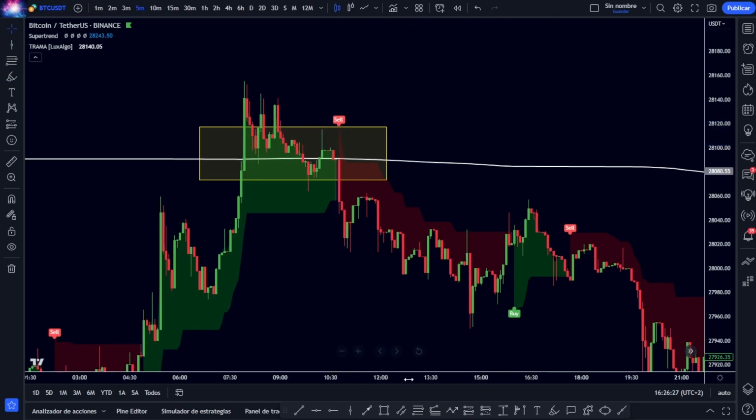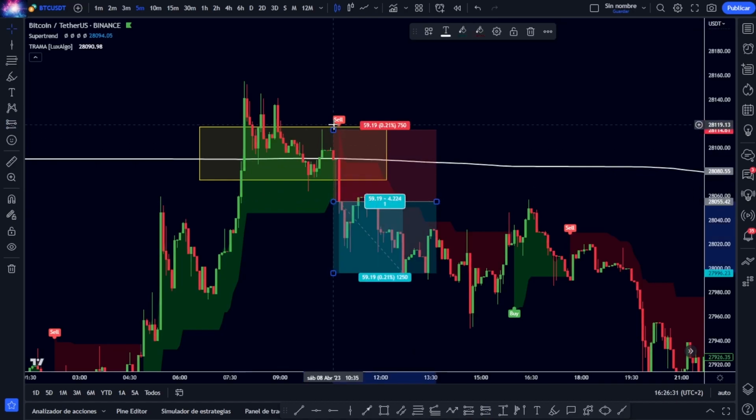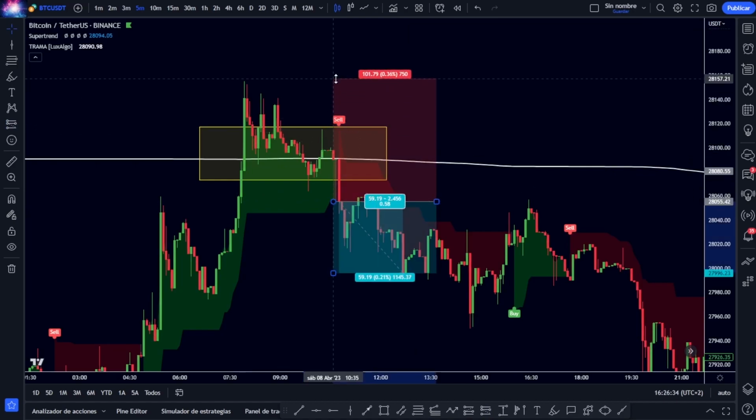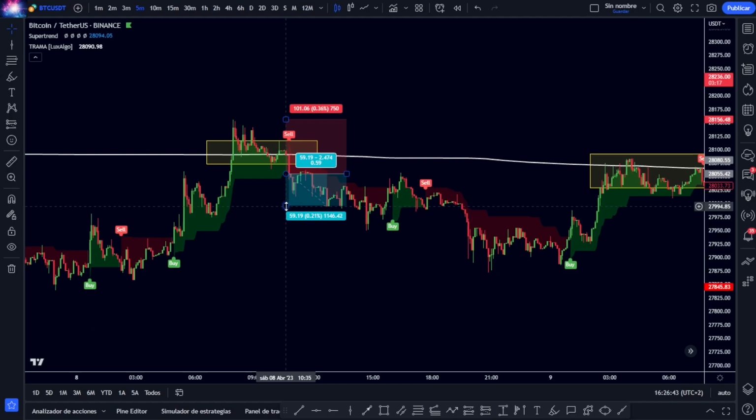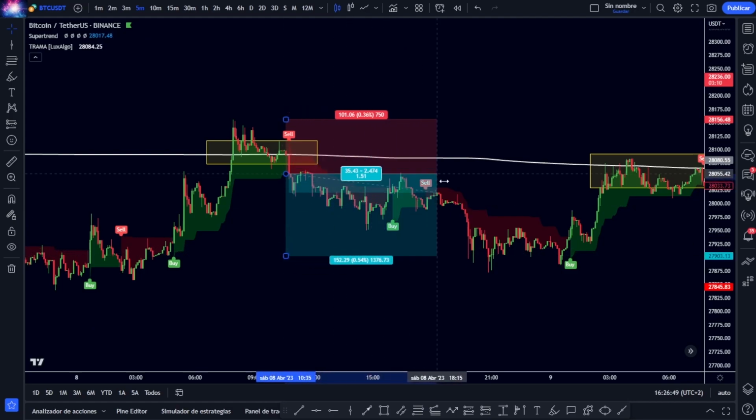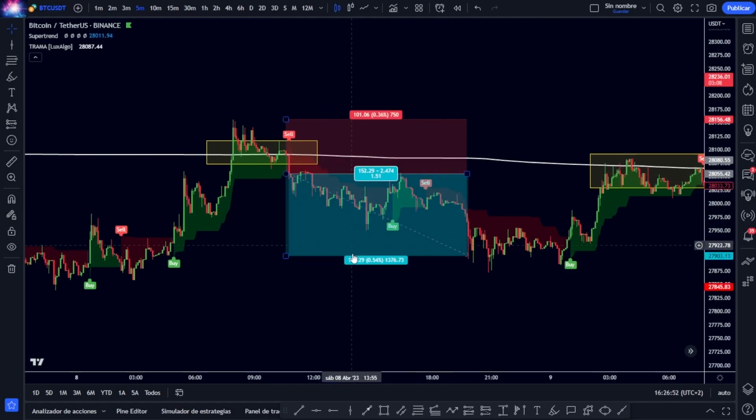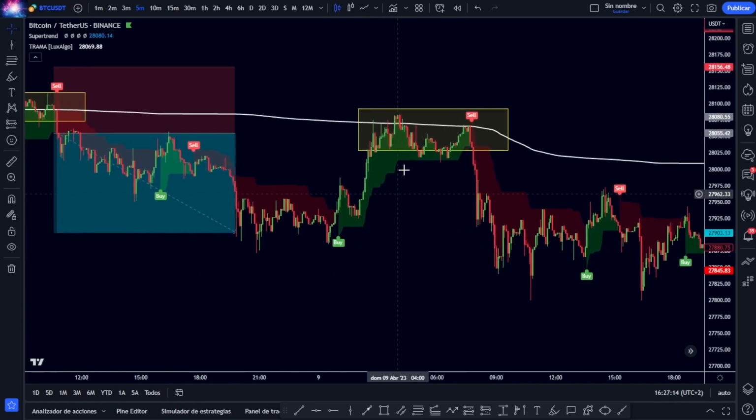At that moment we would have to place our operation in short, placing the stop loss a little above the previous highs, and looking for a take profit at least of ratio 1.5 to 1, and here we would have our operation in positive. In the next contact of the price with the average would happen exactly the same.